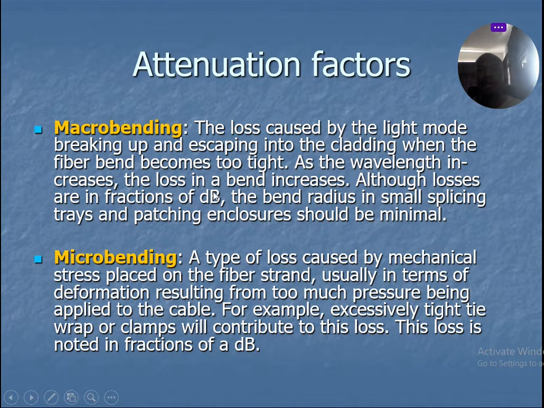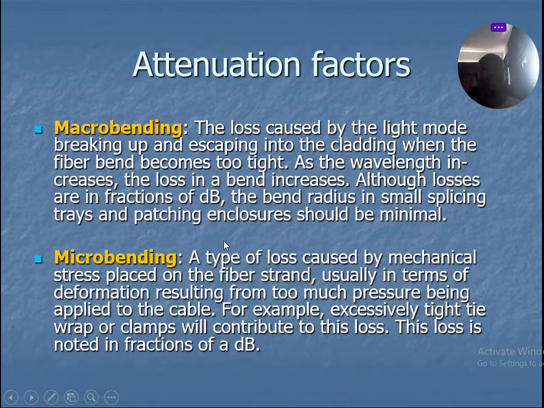So the loss is caused by light mode breaking up and escaping into the cladding part of the glass instead of the core, when the fiber bends and becomes too tight. When you bend the fiber and it's too tight, the light escapes from the core to the cladding. That results in loss. The light that was supposed to go to its destination, which is the detector, escapes. Some of it escapes to the cladding part. Such loss is described as microbending loss.